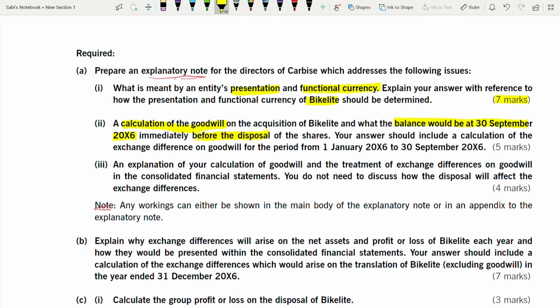From when? 1st of January 2006 to 30th September 2006. It is not one whole year. It's for 9 months, 5 marks. Right? Next, an explanation. Now you see the word, it starts with explanation, not a calculation. An explanation of your calculation of goodwill means whatever goodwill you have calculated in the second part of A. Can you see there's a link between this and this?